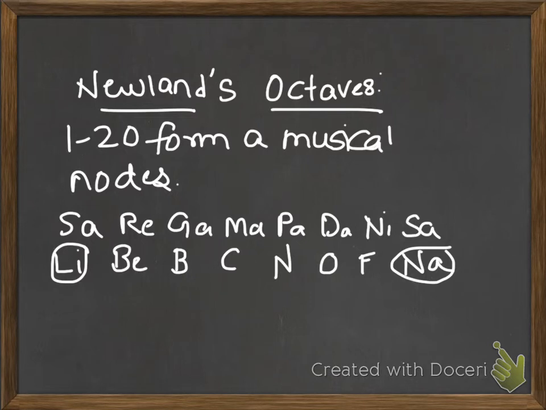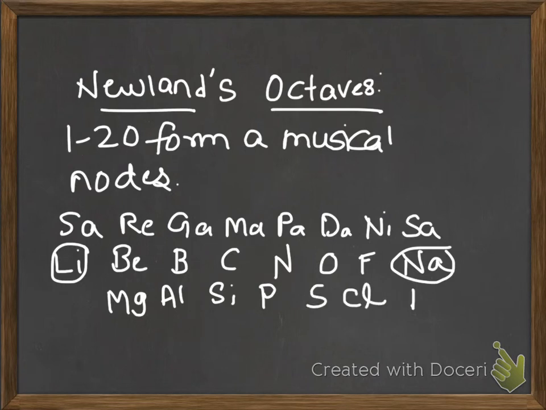So this means that he had said that after 7 elements, the 8th element will have the same chemical properties as the first element. So he went on until calcium. After sodium, what comes? Magnesium, aluminum, silicon, phosphorus, sulfur, chlorine, potassium, and finally calcium.